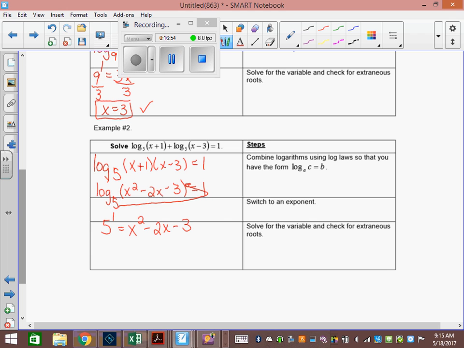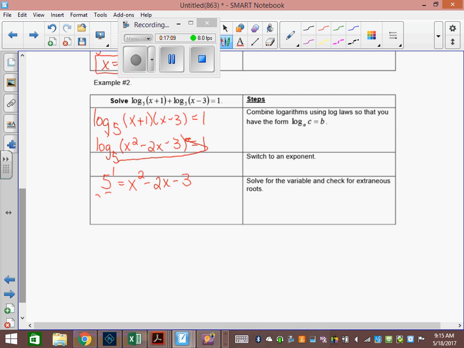Now we're back to grade 11. I have a quadratic. When I'm solving a quadratic, I move everything to one side, set it equal to 0, and then factor. And if I can't factor, I use the quadratic formula. So subtract 5. And I get 0 equals x squared minus 2x minus 8.